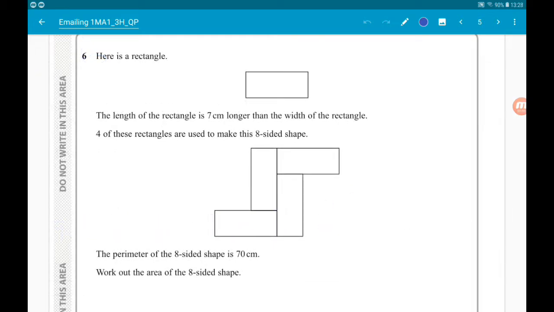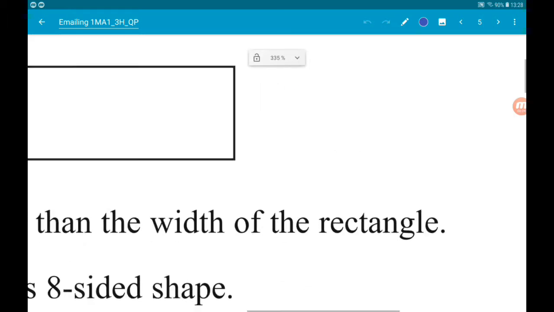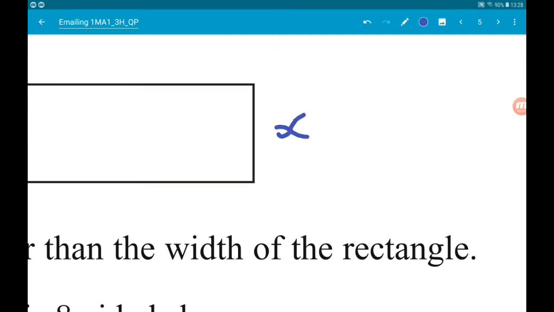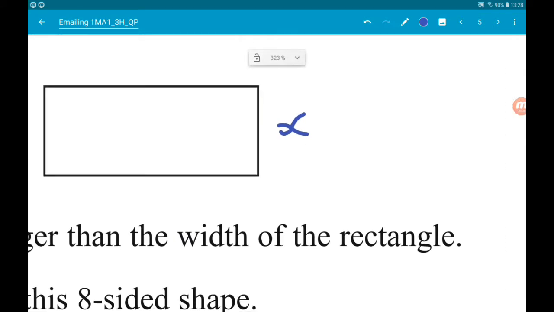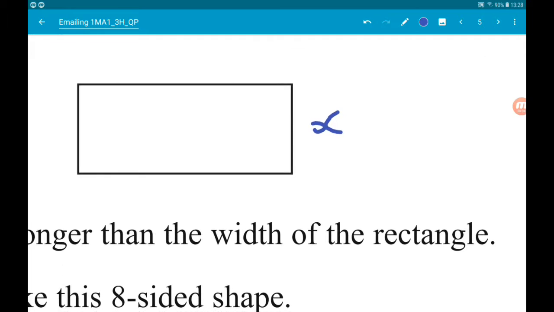Okay, number 6, forming and solving equations. So here is a rectangle, true story. We're told the length of the rectangle is 7 centimeters longer than the width. So straight away, let's process that. If we call the width x, then the length is 7 more than that. So that's x add 7. Cool.